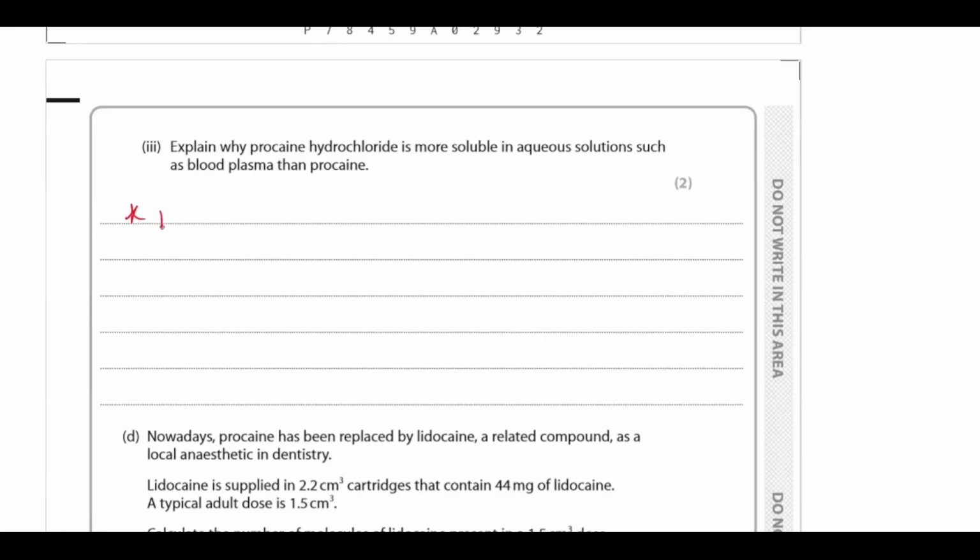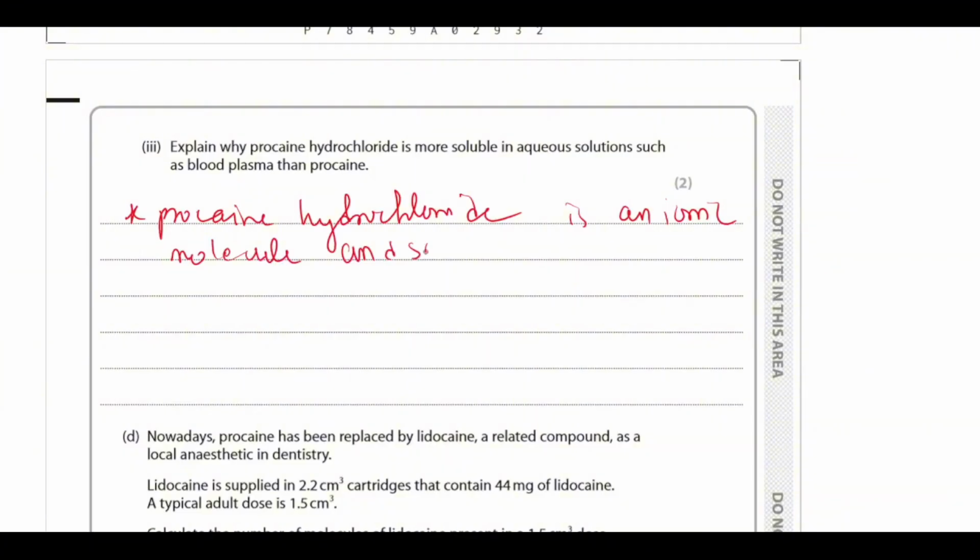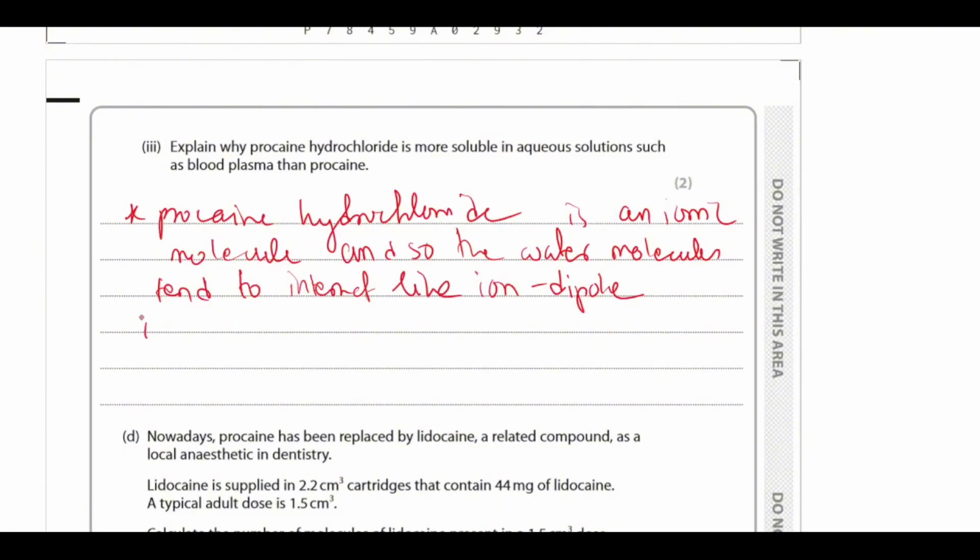So procaine hydrochloride is an ionic compound, an ionic molecule, and so the water molecules tend to interact as ion dipole, interact like ion dipole interactions, causing the molecule to hydrate.